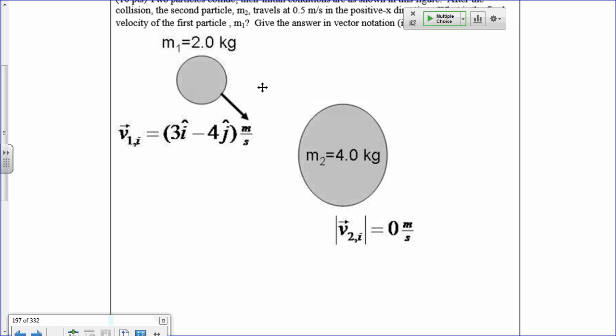Does anybody have an answer yet? What is it? Is that what y'all got? 2i minus 4j? Yeah? Good.